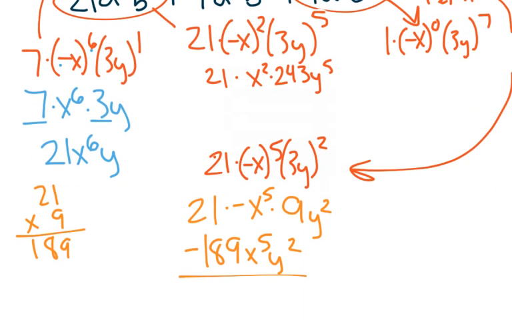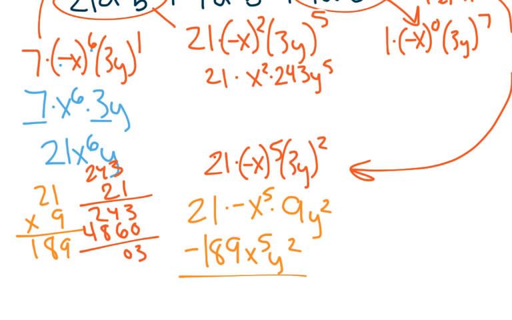So 21 times 243. I know I'm doing them all by hand and I could do them with a calculator, but go figure. Would be 5,103 x squared y to the 5th.